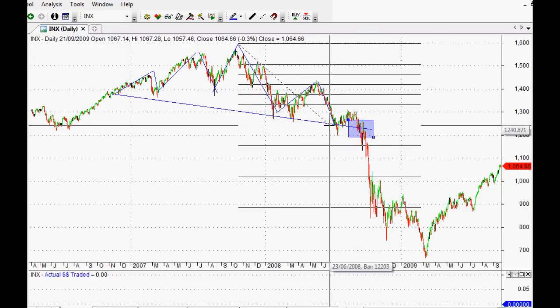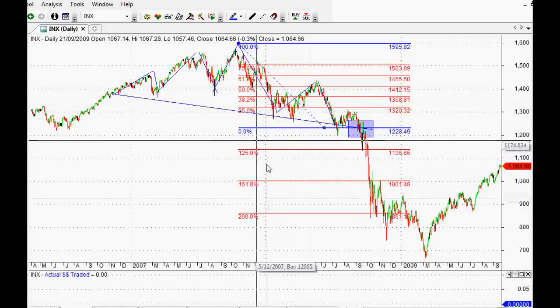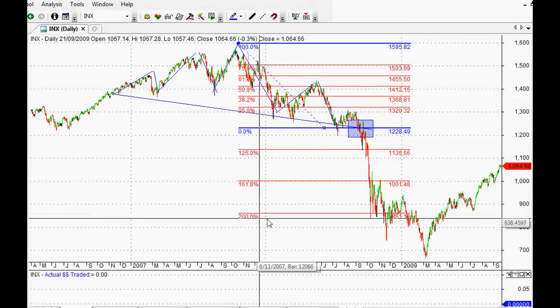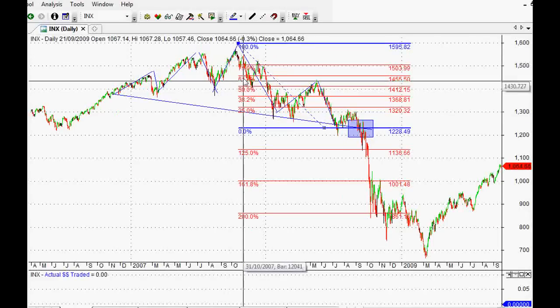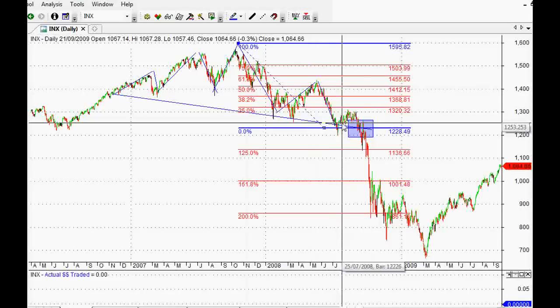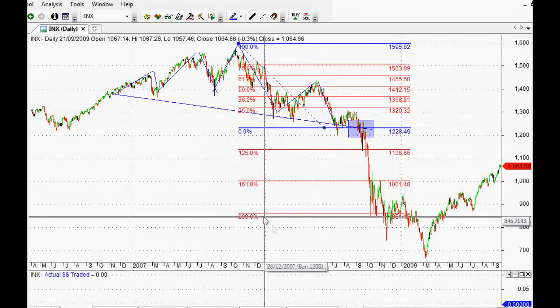If we look at where that actually goes to, it drops and finds support at 100% of that previous move. So from the head to its neckline, or where it breaks, it usually drops about 100%.